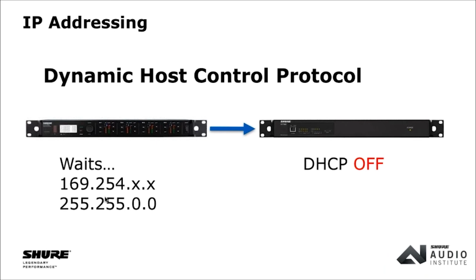Your computer does the same thing too. If your computer's network adapter is connected into a network and it's set to obtain an IP address automatically, and it doesn't get one, then it will also come back to this 169.254 address. So whenever you see those addresses, that is almost always going to be this link local address.